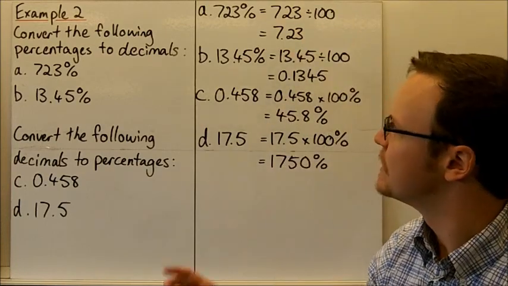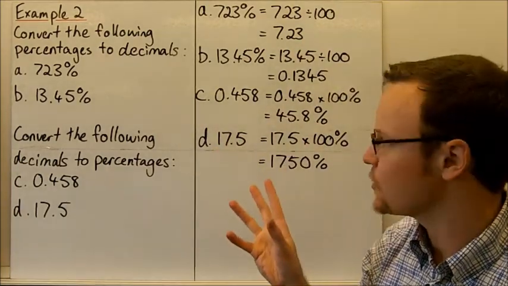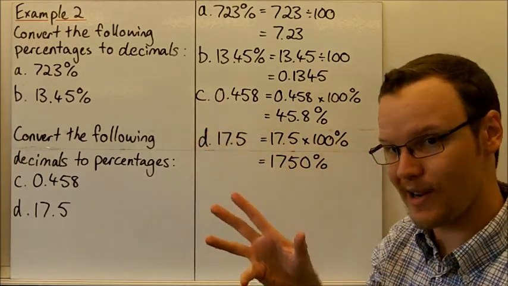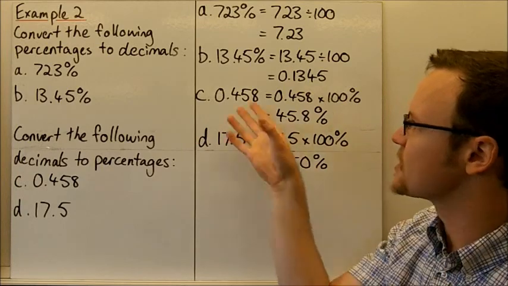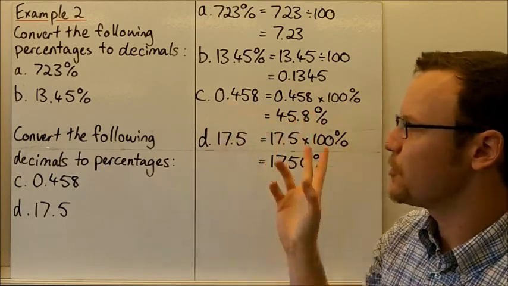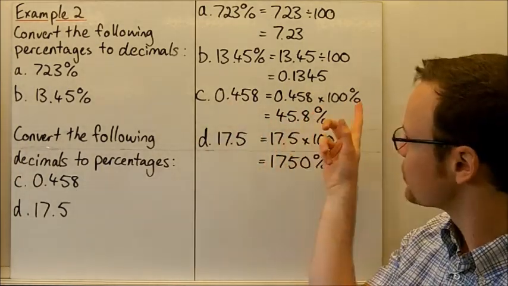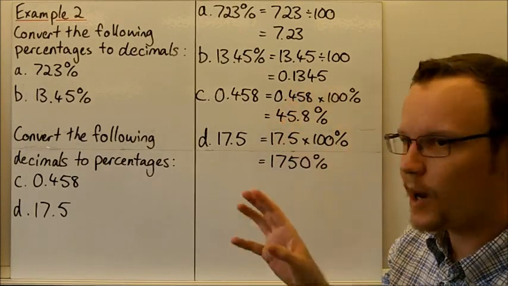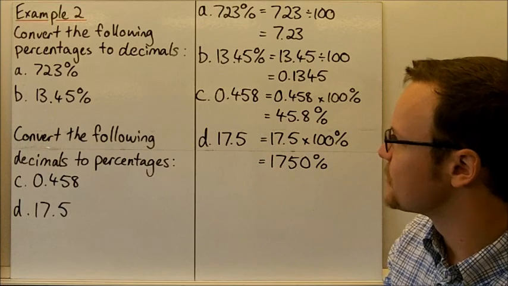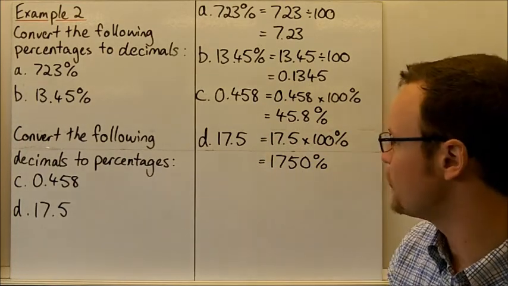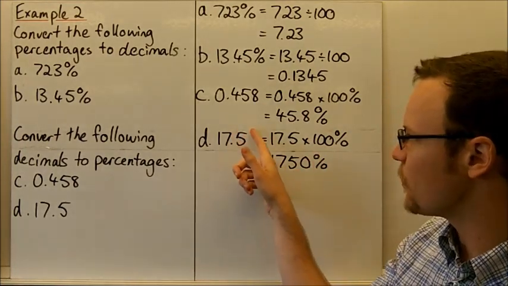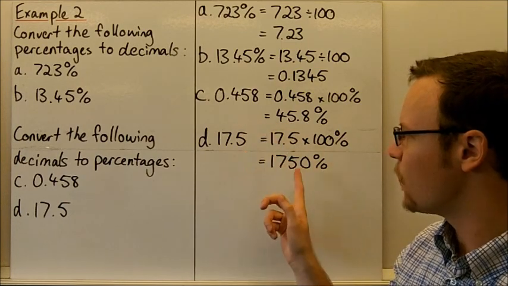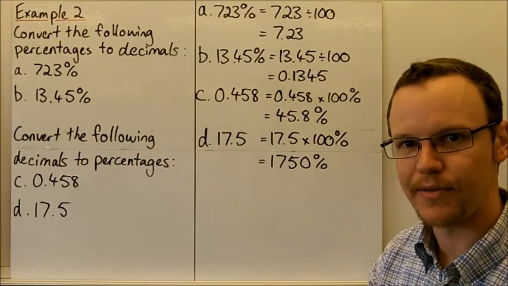Here, going in the other direction, going from a decimal to a percentage, it's going to look like a bigger number, even though it's the same value. So here we've got 0.458, we can multiply by 100%, and we get, moving it 2 places to the right, 45.8%. If we've got 17.5, once again moving 2 places to the right, 1 place to the right will be 175, another place to the right is going to be 1,750%.